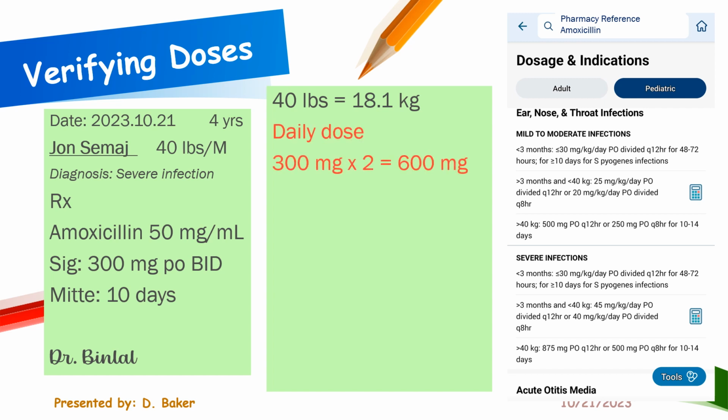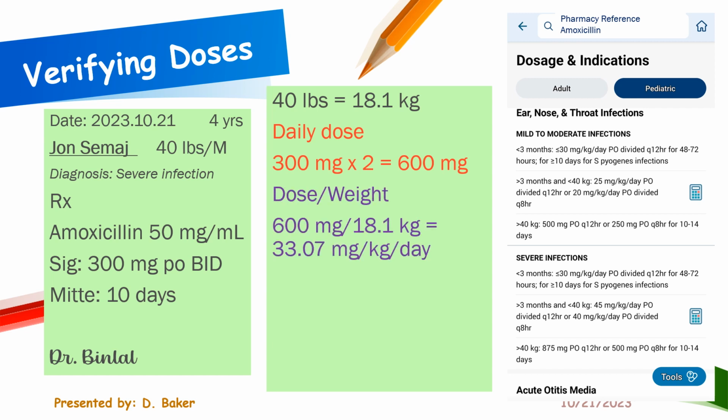Secondly, we want to look at the dose. It gives you the dose in terms of body weight per day. So we need to find out how much of the drug John is going to be taking per day, and that is 600 milligrams. Next thing that you want to look at is what is that dose in terms of the patient's body weight. Now, if the patient is taking 600 milligrams of the drug and the body weight is 18.1 kilogram, once you do the computations there, you should get 33.07 milligram per kilogram per day.